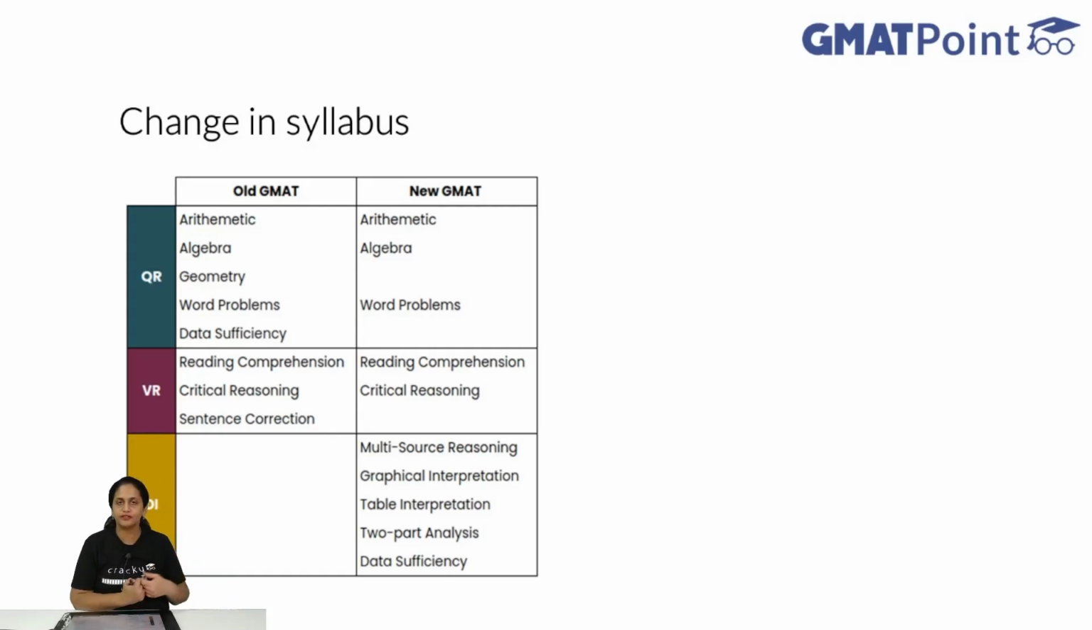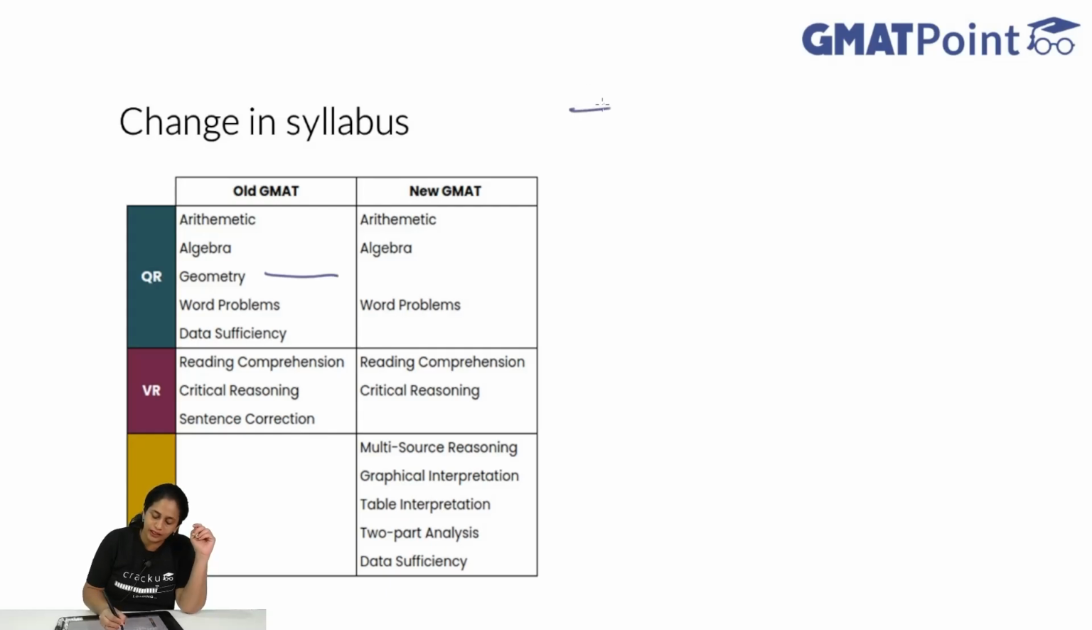The first major difference that you see is in the quant section. One big topic, which is geometry, has been dropped. Because geometry has been dropped, the number of formulas that you have to essentially remember has gone down. For arithmetic, there are a few set of formulas. For algebra also, there are a few formulas. Word problems are based on these two. So again, the number of formulas, I would say, has more than halved.